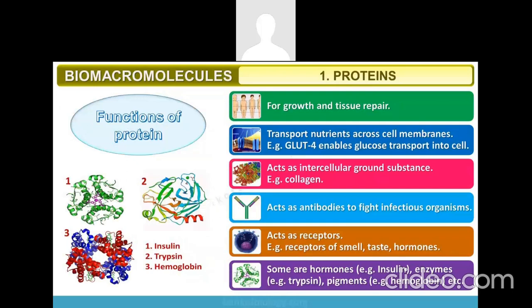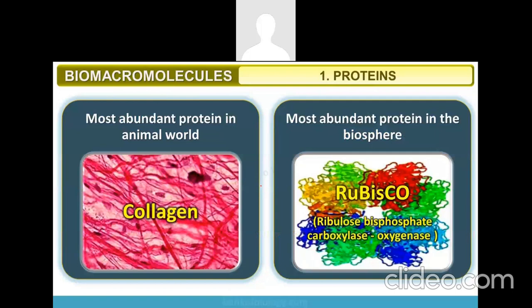So this chain of amino acids together is what we call the protein. What are the basic functions of protein? The proteins are used for growth and tissue repair. They transport nutrients across the cell membranes. They act as intracellular ground substance. We'll see about that a little later. They act as antibodies to fight many infectious organisms. They act as receptors, and some of them are hormones directly, like insulin, and some enzymes like trypsin, and even pigments like the hemoglobin found in blood.